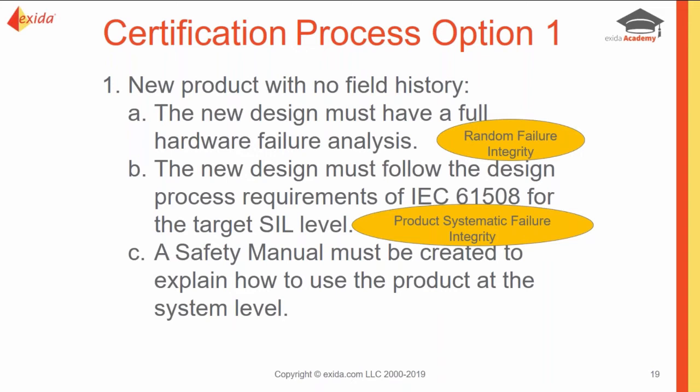And then finally, we have your safety manual has to be created to explain to your customers all of the great information you have. This is going to be how you communicate your SIL, how you communicate how to proof test, how you communicate all of your information that they're going to be using in their calculations will go into the safety manual. So that's once again going to cover those systematic failures.